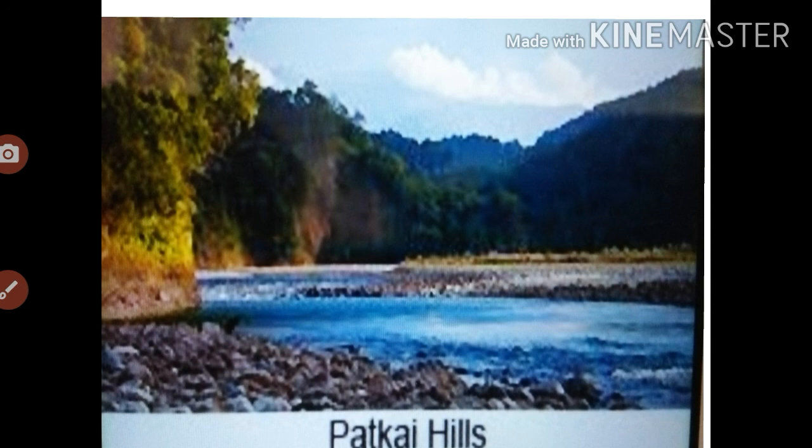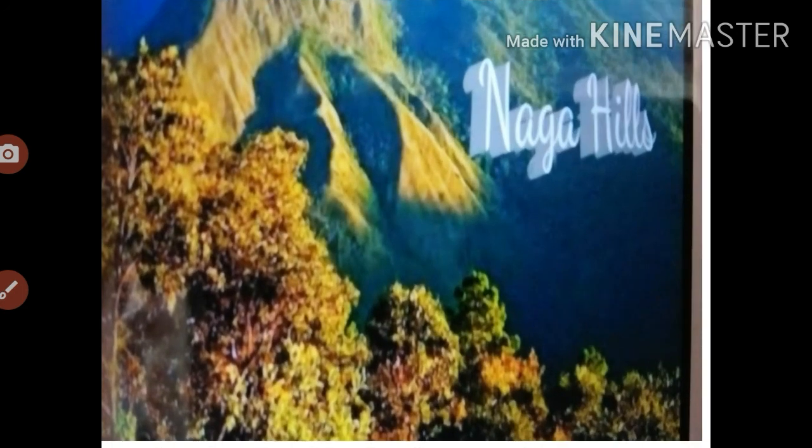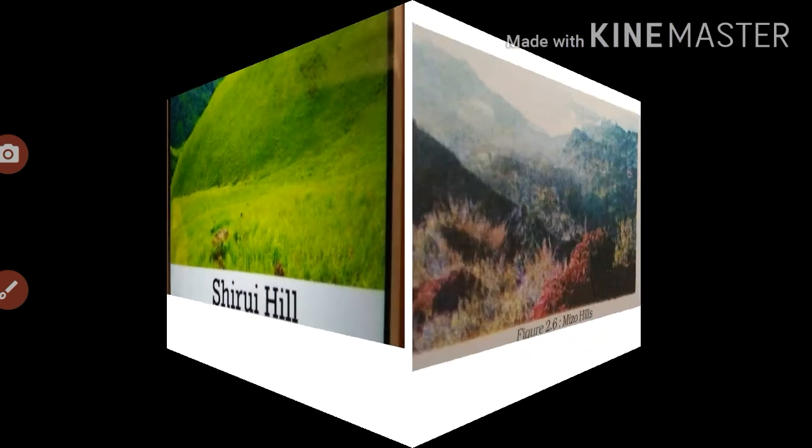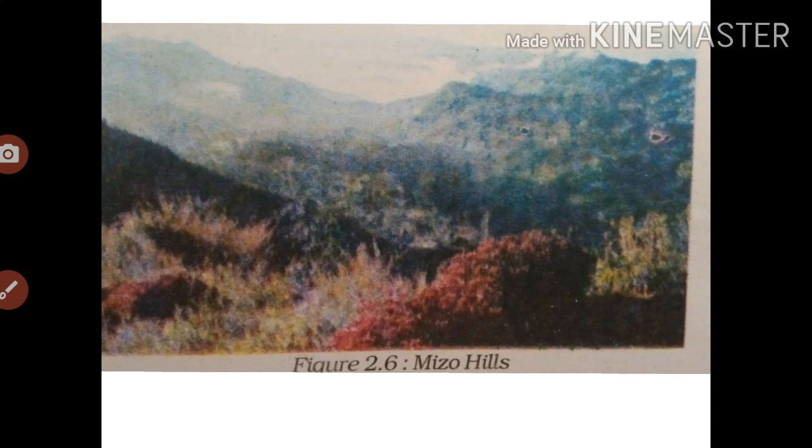The Purvanchal comprises the Patkai Hills, then the Naga Hills, then the Manipur Hills. This is Mizo Hills in Mizoram, and we can see these hills in the eastern ranges of the Himalayas.